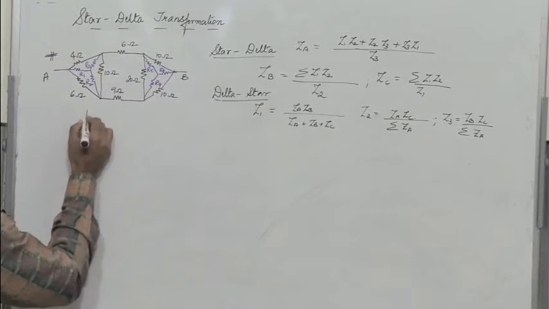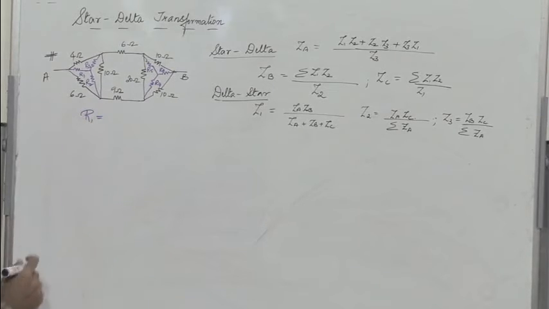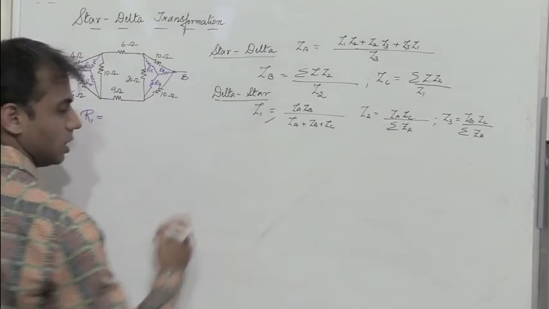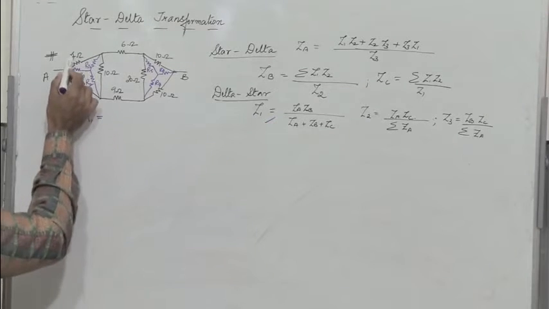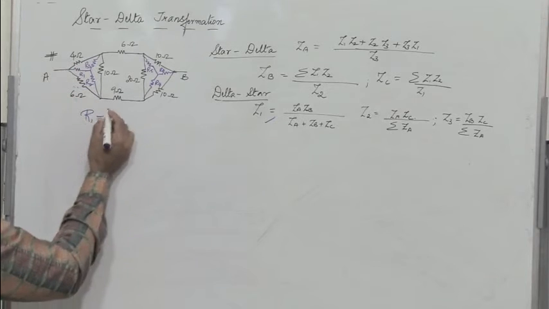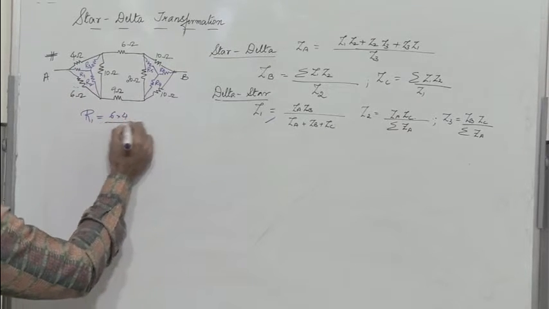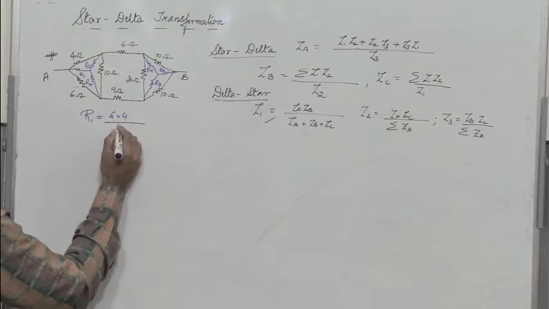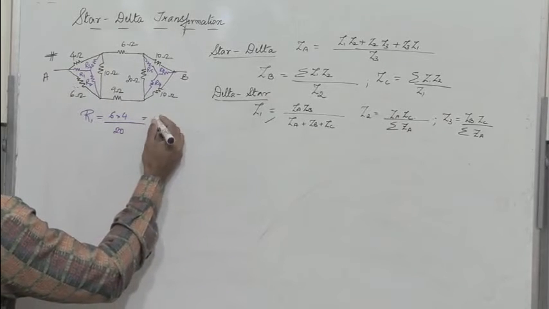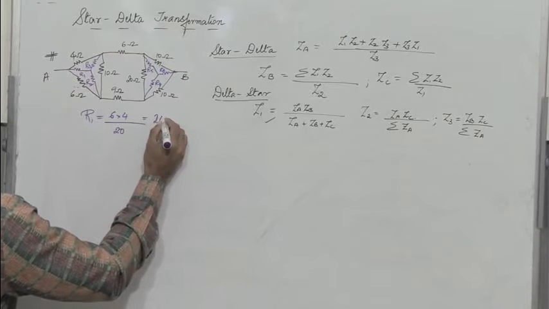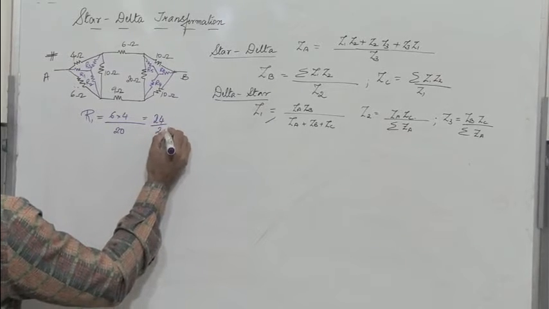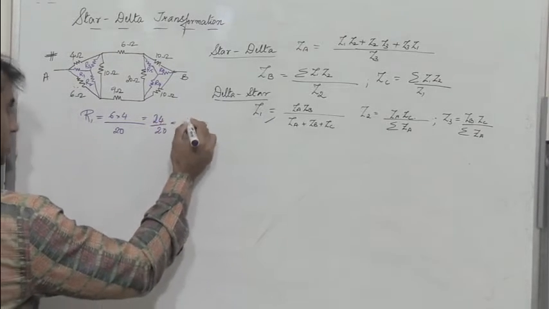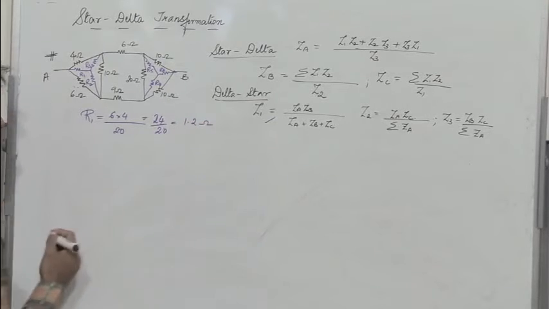Now what is R1? Here we have a delta to star conversion. For delta to star conversion, the formulas are given here. R1 is found by multiplying the two resistances on either side of R1, which is 6 into 4, divided by the sum of resistors, 6 plus 4 plus 10, which is 20. So that gives me 24 divided by 20, which gives me 1.2 ohms.